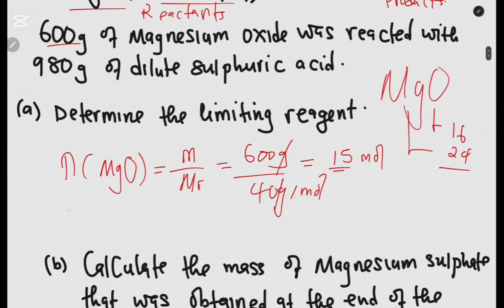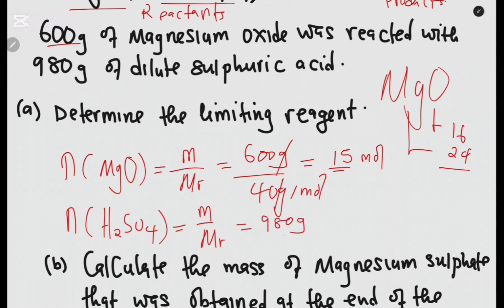Then of course we need to find the number of moles of sulfuric acid. What are we given on sulfuric acid? 980 gram of dilute sulfuric acid. So also we are given the mass, so mass over molar mass. In this case, the mass given is 980 gram. Divide by, what is the molar mass of sulfuric acid?